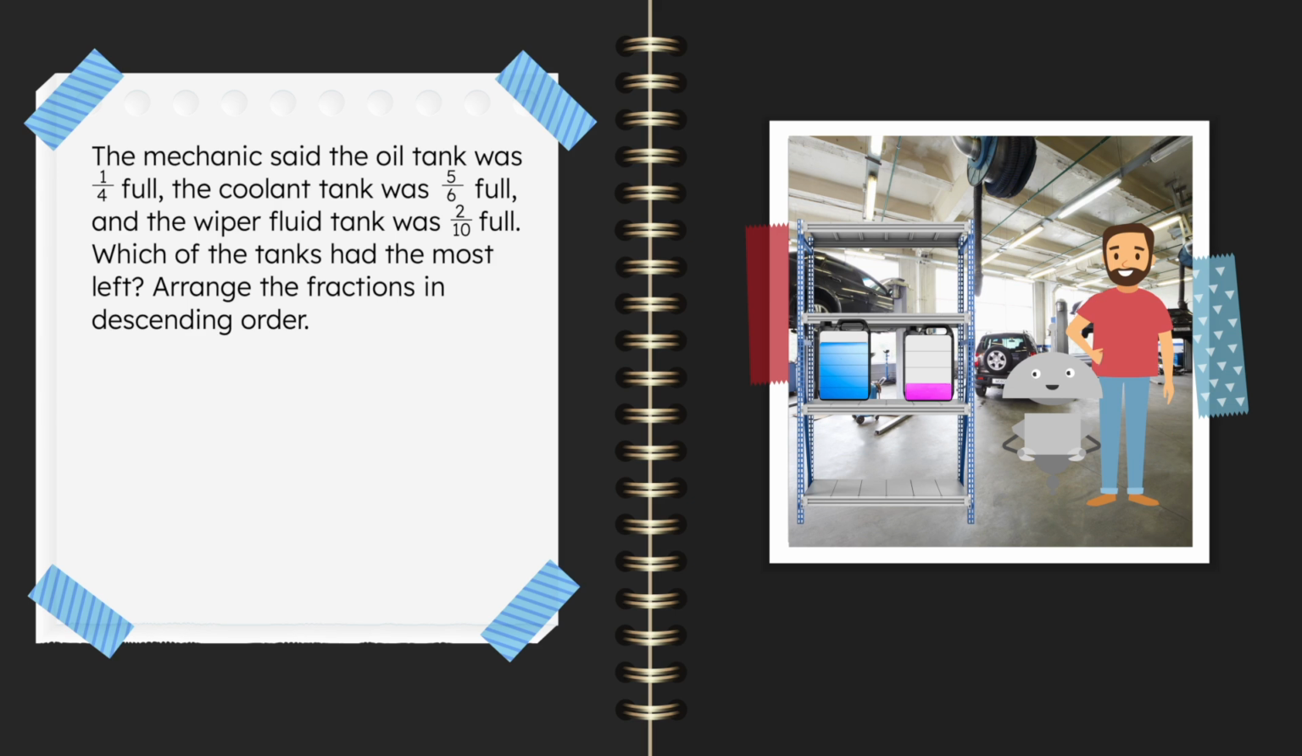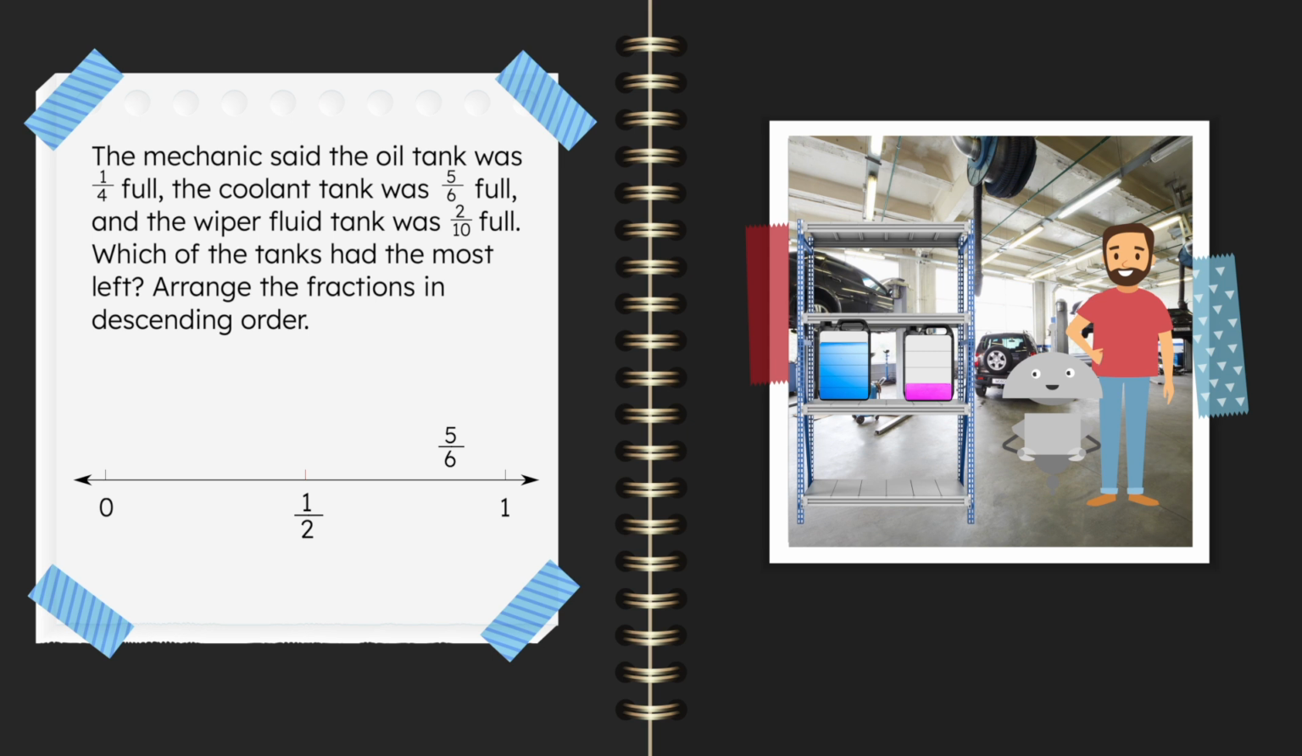Okay, let's start with the first question. Which of the tanks has the most left? Well, we could think about which is closest to 1 whole. 5/6 is the largest fraction, so the coolant tank had the most left.